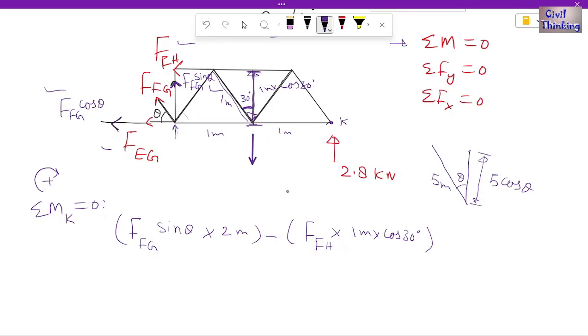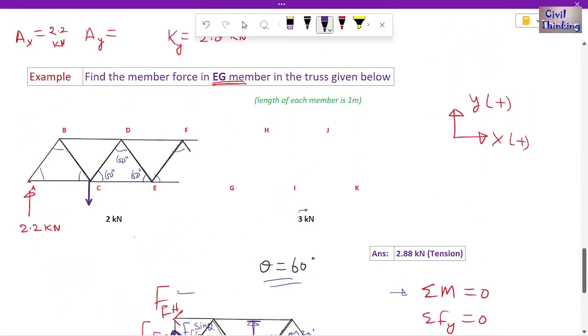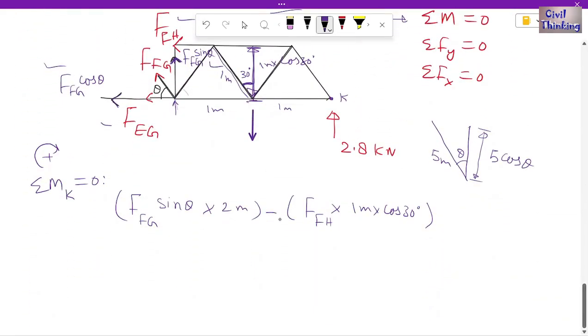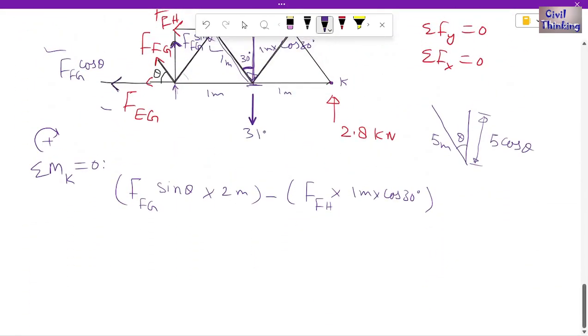This force is how much? Let me find it here. This force was 3 kilonewton.